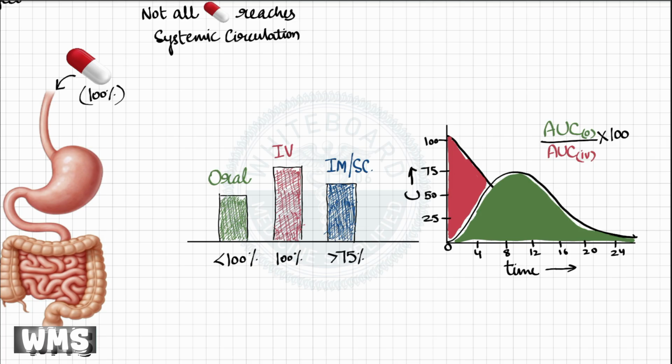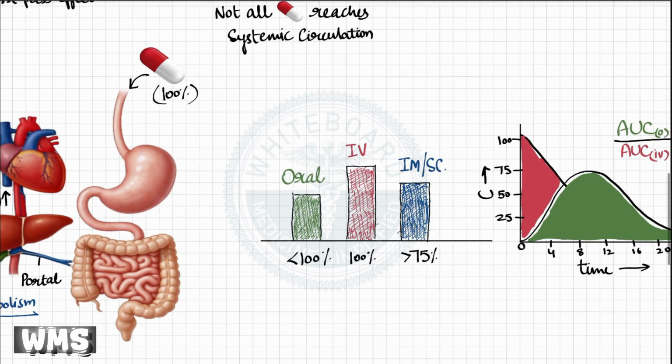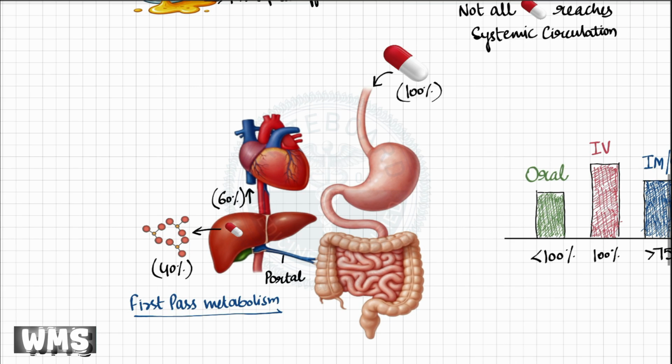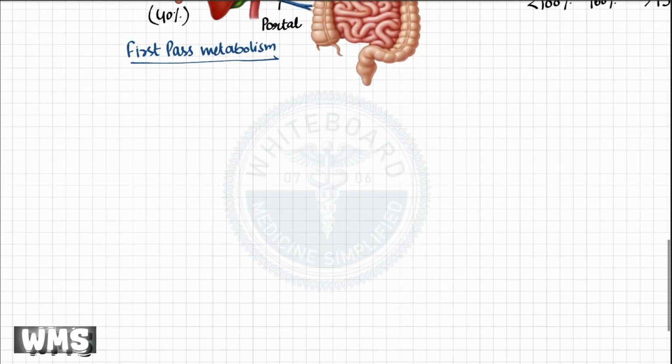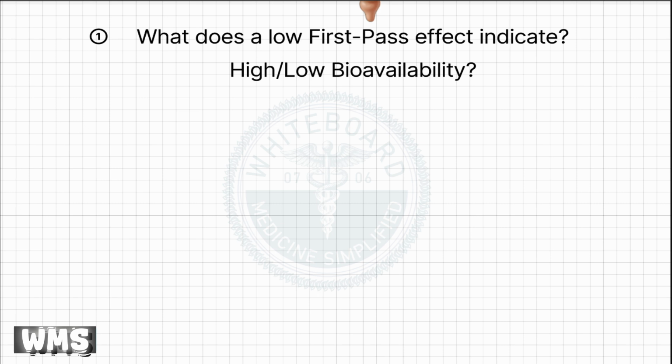What is more important is understanding the concept of bioavailability, the role of first pass metabolism, and the difference between oral and intravenous routes. Let's do a quick question. What does a low first pass metabolism indicate?